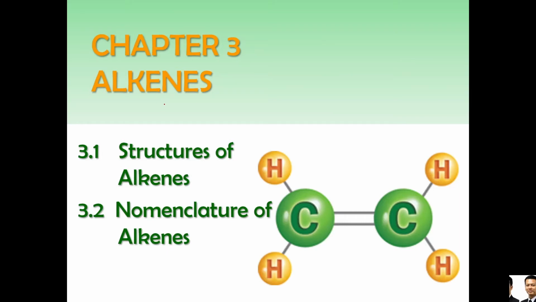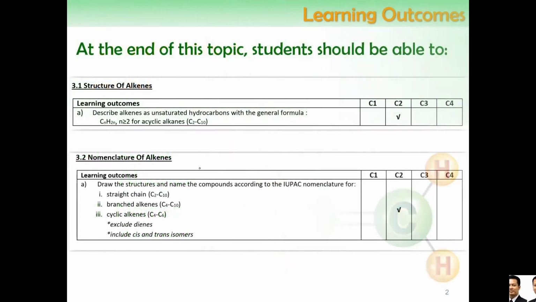We are going to study chapter 3, Alkenes: structure of alkenes and nomenclature of alkenes. At the end of this lesson, you should be able to describe alkenes as unsaturated hydrocarbons with general formula CnH2n for aliphatic alkenes, and nomenclature for chapter 3.2. You should be able to draw the structure and name the compound according to IUPAC for straight chain, branched alkenes and cycloalkenes. For alkenes, you don't have to name the dienes, but you are going to know about cis and trans isomers.